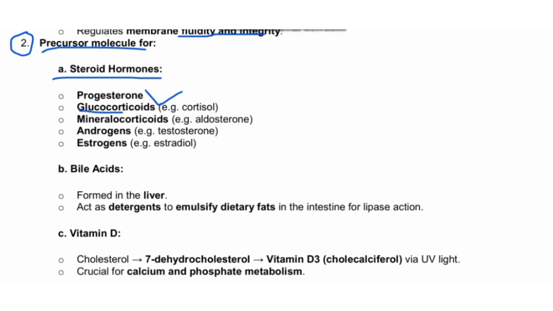glucocorticoids such as cortisol manage stress and metabolism, mineralocorticoids like aldosterone regulate salt and water balance, androgens just like testosterone are male sex hormones, estrogens such as estradiol are female sex hormones. All of these start with cholesterol, and they have vital functions inside our body.